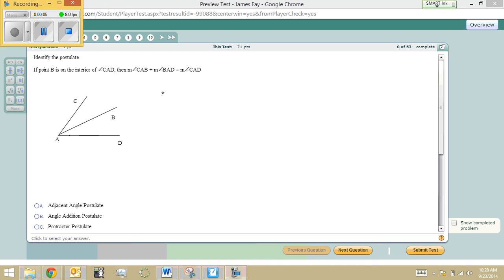Just to review for chapter test 1. If point B is on the interior of angle CAD, then measure of angle CAB plus measure of angle BAD equals measure of angle CAD. That is the angle addition postulate.